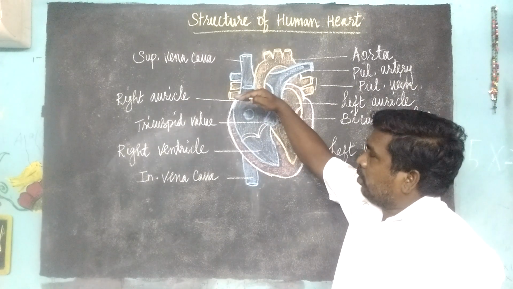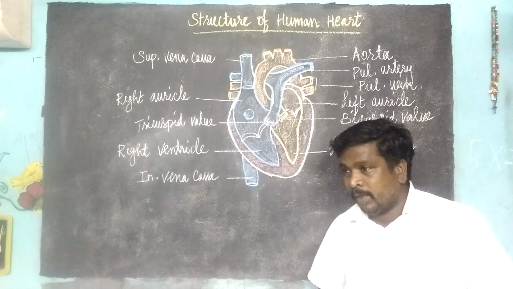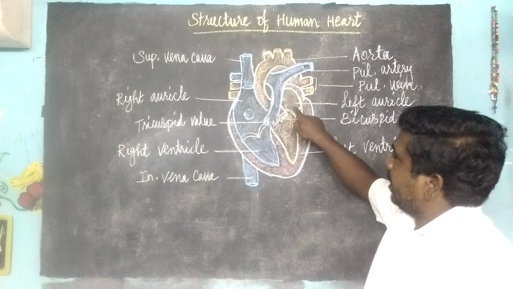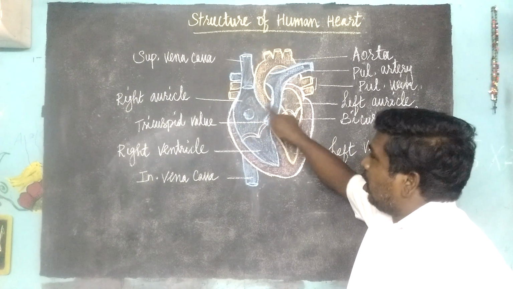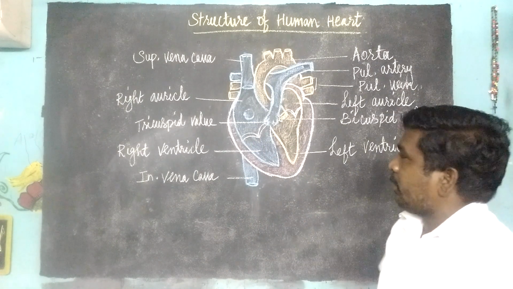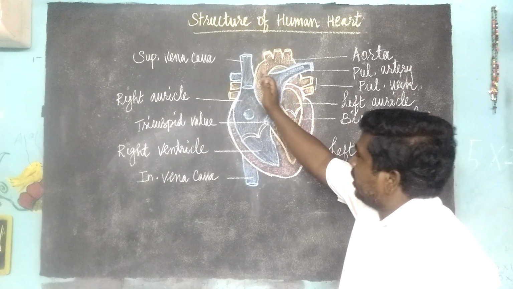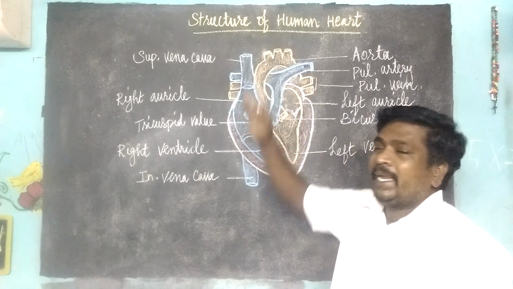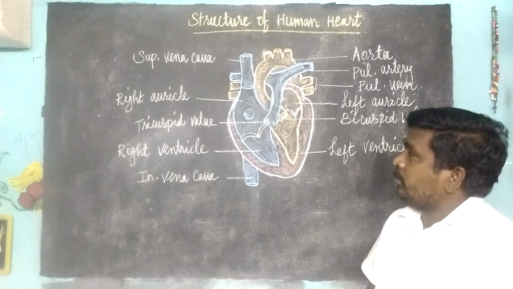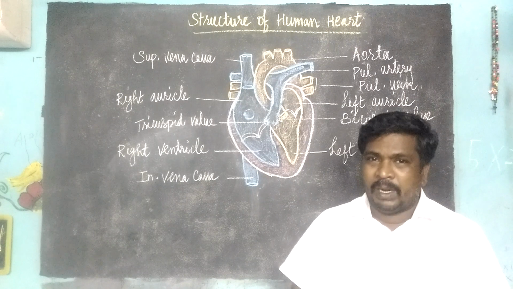Okay. Now we can discuss the thin upper chambers, the auricles: the right auricle and the left auricle. The two auricles are separated by the atrial septum. Atrial septum means that the right auricle and left auricle are kept from mixing by the atrial septum that is present between them.